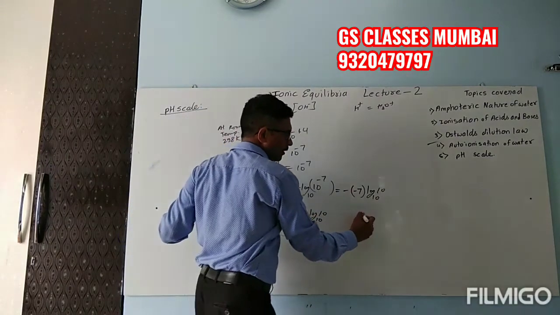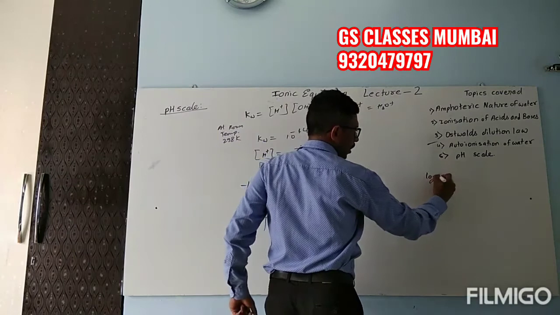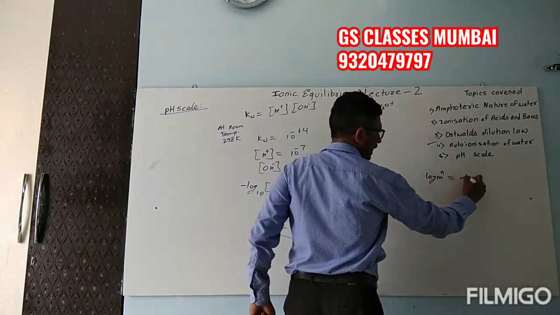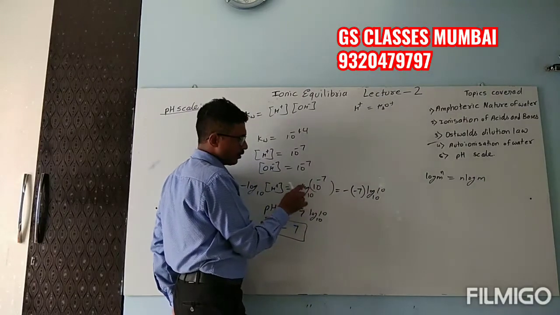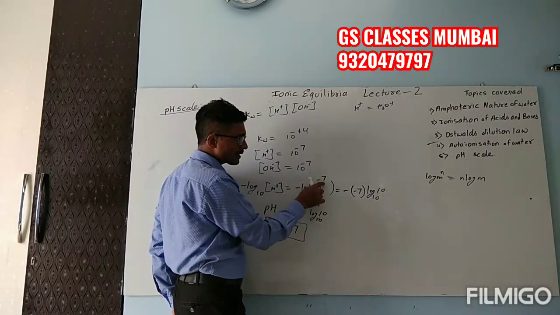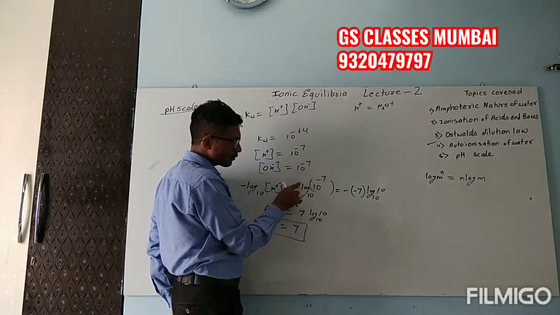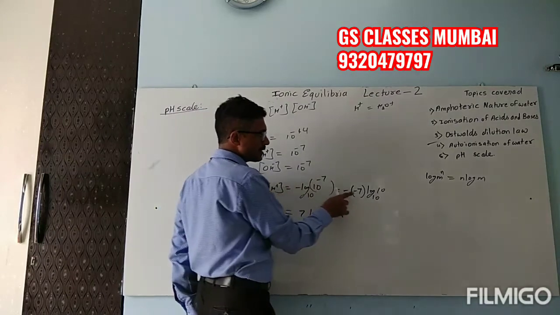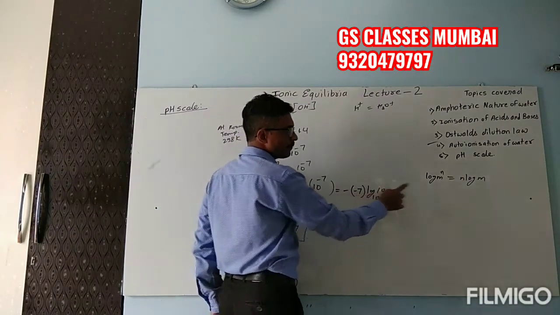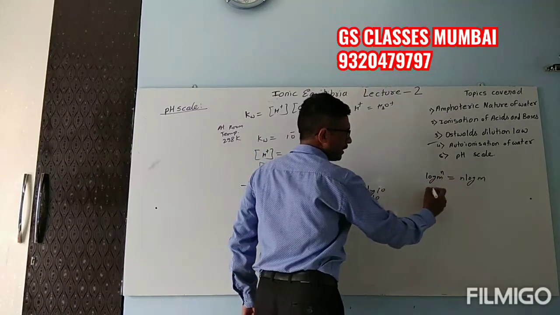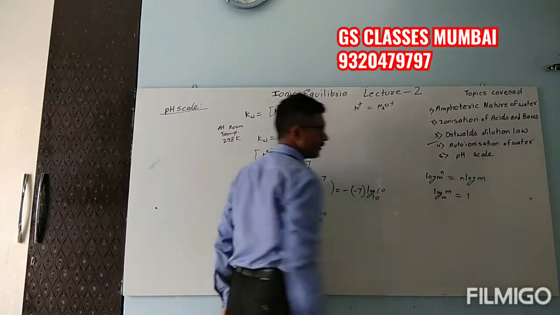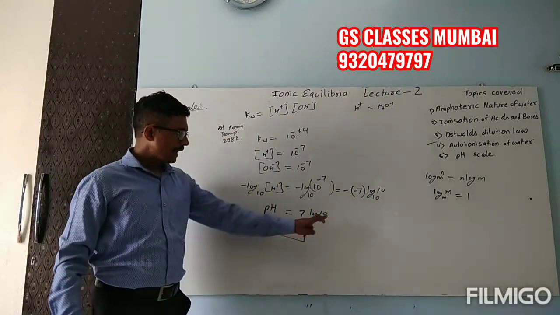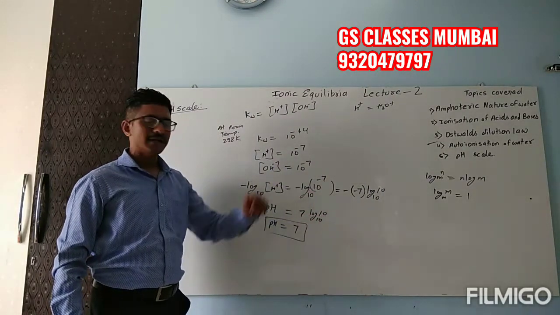But by rule, log m to the power n is always n log m. It is this formula I am using. Log 10 to the power something, I am taking n to here. It becomes n log m. Also you have studied log m to the base m is 1. So log m to the base m becomes what? 1.